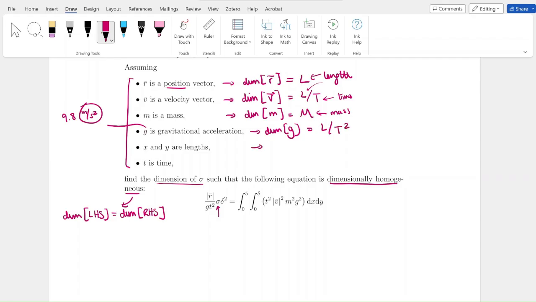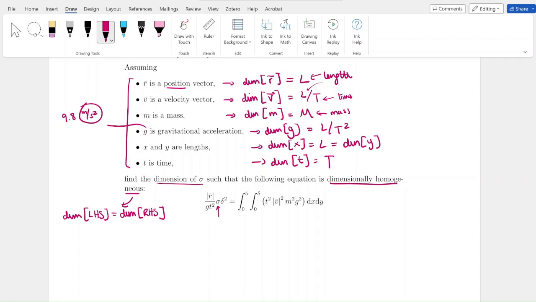x and y are lengths, so we have the dimension of x is equal to L, and that's also going to be equal to the dimension of y because they're both lengths. And then finally we have t as time, so the dimension of t is just time, T.